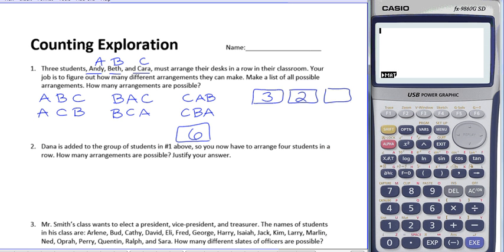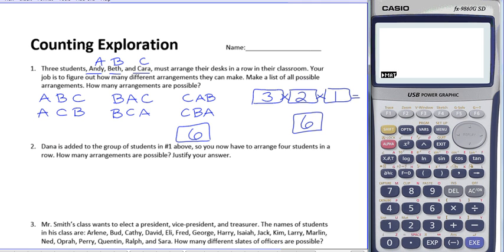And then by the time we get to the third desk, there's really no more choice involved. There's only 1 person left who's going to have to sit there. If I do 3 times 2 times 1, that equals 6, and this is how I could find this algebraically without listing out all of my choices.